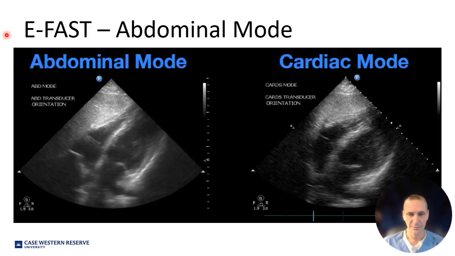The exam can be done in any mode, but remember that abdominal mode and cardiac mode, you can get the same image, however the indicator is going to be 180 degrees opposite. The best choice is to select abdominal mode, and we're going to talk about the eFAST exam done in abdominal mode.